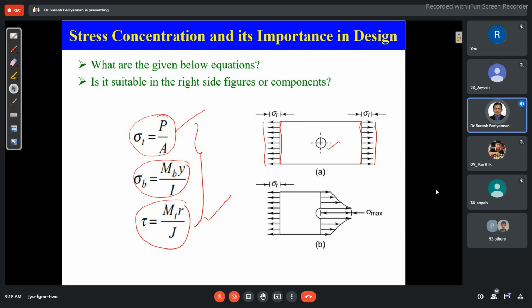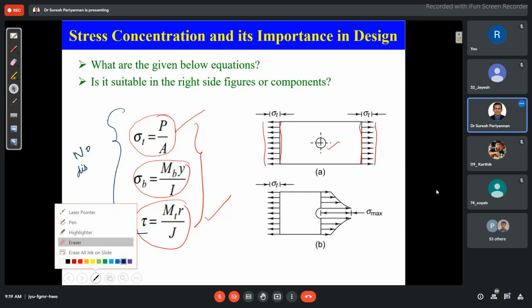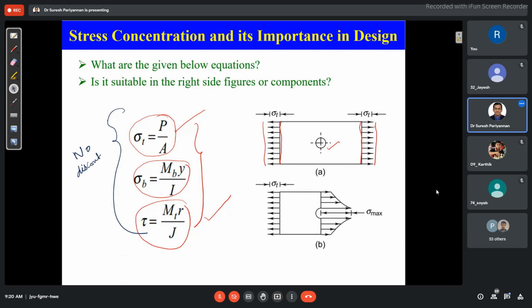So here, the cross section of the component doesn't have any discontinuities when we are using this formula. When you are using this formula, the component has no discontinuity. This formula is applicable. Okay. Now, but one thing, we cannot always use this kind of component, right?